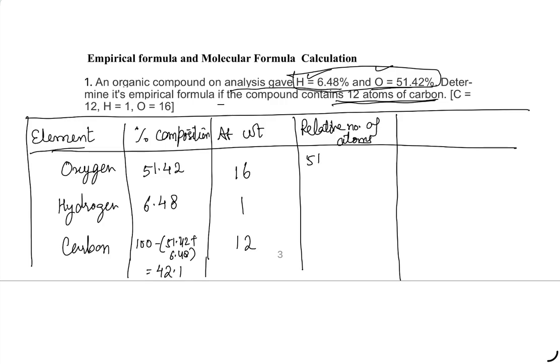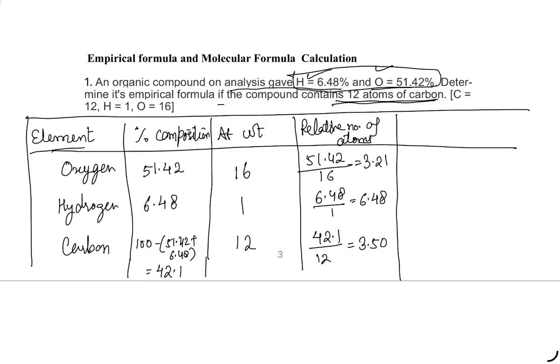So what we will do? We will take the percentages given, divide by its atomic weight. So hydrogen, it is 6.48, divide by 1. Similarly carbon 42.1, divide by 12. You have to get the answer up to 2 decimal places. So you will get here 3.21. You can divide 6.48 and here you will get 3.40. You can pause the video where the calculation part is there, divide it, and then continue further to the next step.